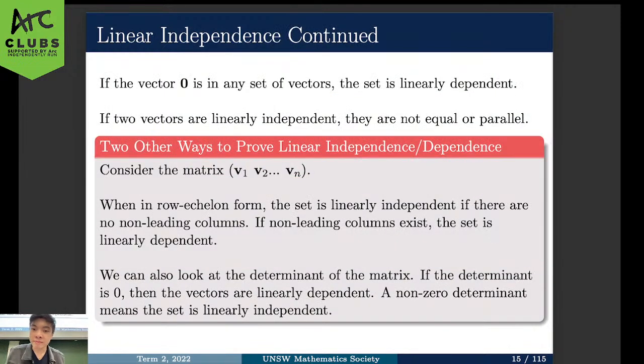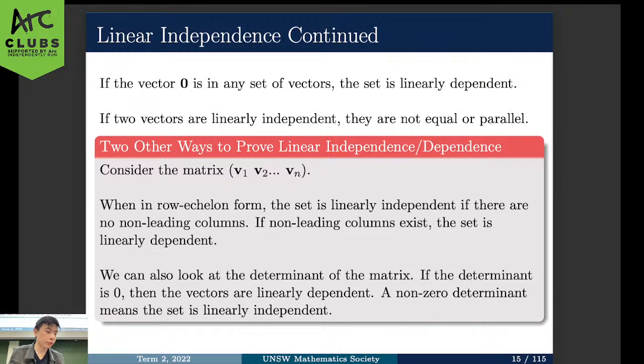So we have some other properties here. If the vector 0 is in any set of vectors, then the set is linearly dependent. And two vectors which are linearly independent cannot be equal or parallel.